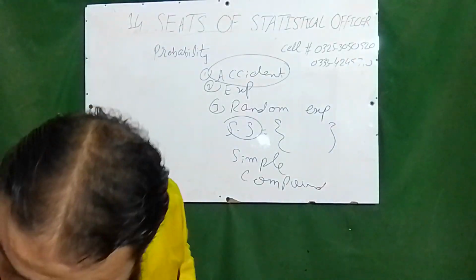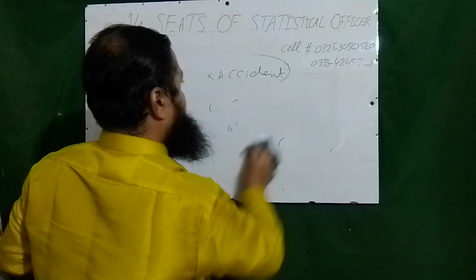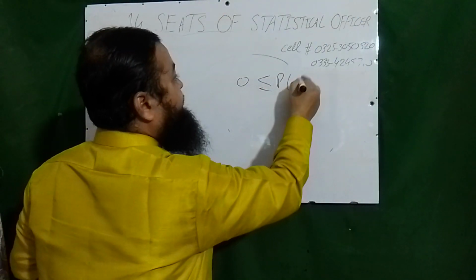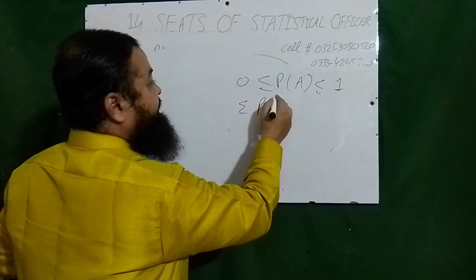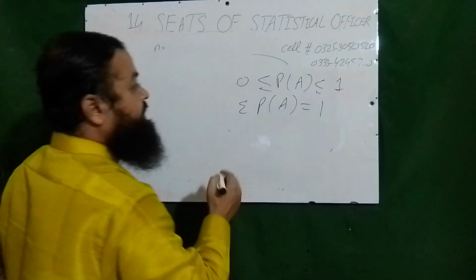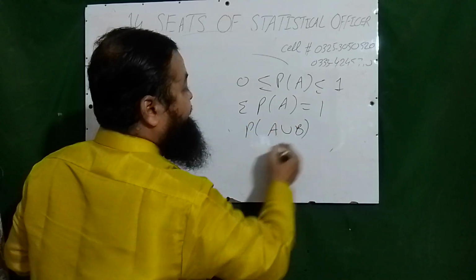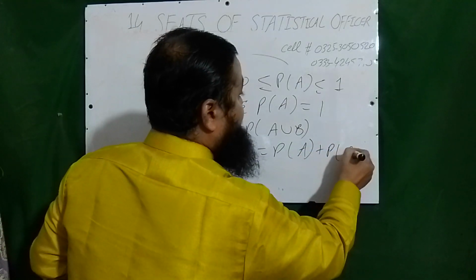Then I will discuss a very important concept. Probability always lies between 0 and 1 inclusive. Then the sum of probabilities is always equal to 1. And then if you have two mutually exclusive events, then probability of A union B will be equal to probability of A plus probability of B.